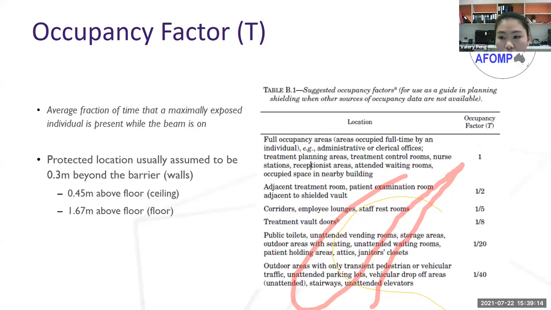And the next factor is the occupancy factor that's denoted by the letter T. And occupancy is the fraction of working hours in the week that a single person occupies an area. So this factor is used to reduce the shielding design goal accordingly, depending on how occupied the area is. So NCRP has provided some recommendations. So for instance, offices and the console area all have a factor of 1 because the same person would be sitting in an area the entire time.